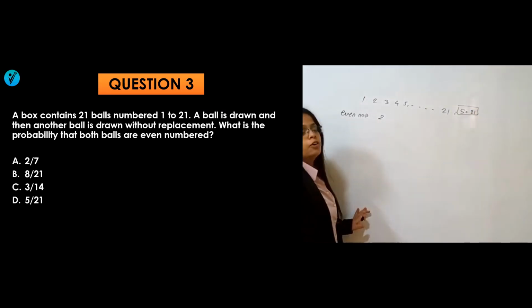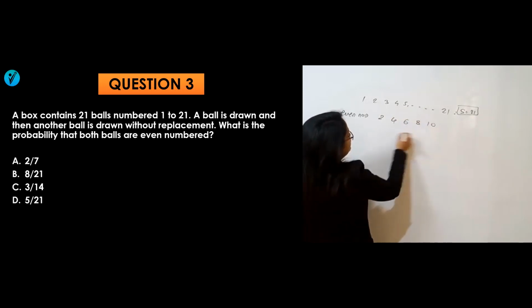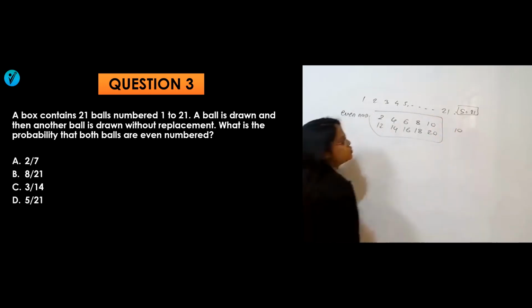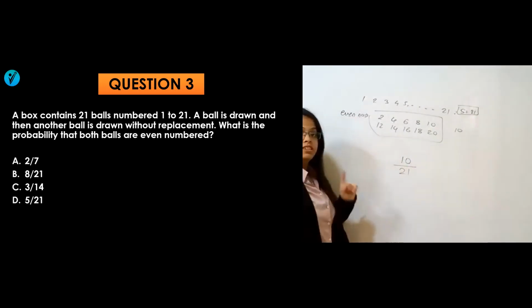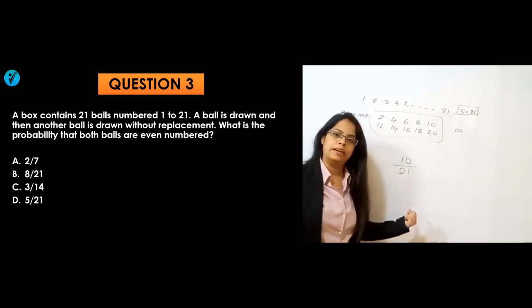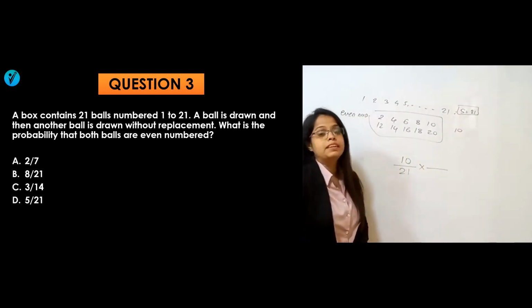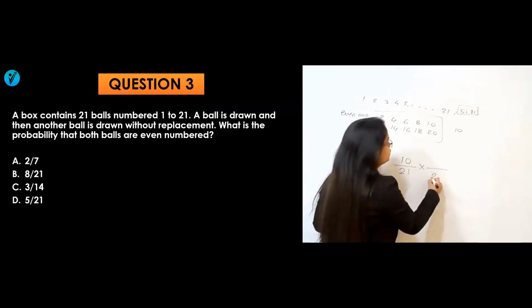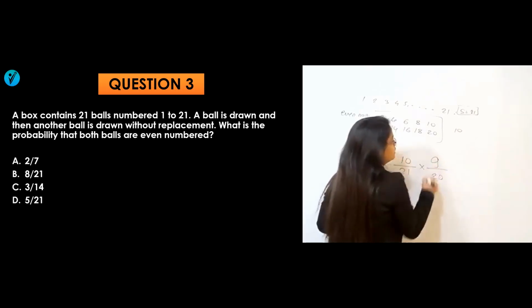Out of which how many even numbers are there? 2, 4, 6, 8, 10, 12, 14, 16, 18, 20. That means there are a total of 10 even numbers. So what will be the probability? 10 numbers out of 21. For the first ball, probability will be 10 by 21. For the second ball, since I am taking without replacement, next time only 20 balls remain. Out of those 20, one even ball is already taken out, so the remaining even balls will be 9.